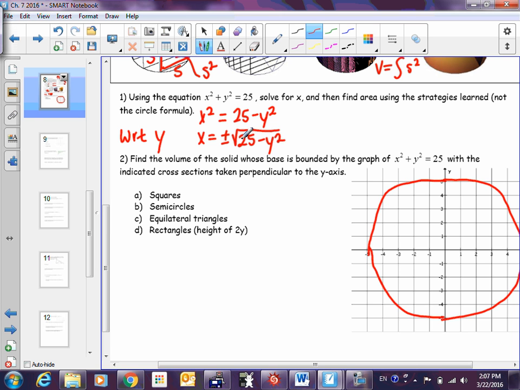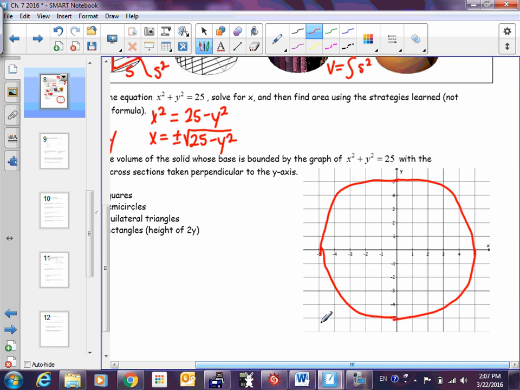You can't square root each individual thing. Okay, so these are two equations representing the two halves of the semicircle. Now, because they're x equals, it's talking about the right side of the semicircle and the left side of the semicircle. If this was y equals, it would be the top and the bottom part. And so, if you remember, what we did before is anywhere on here, since this is with respect to y, we need to draw a horizontal rectangle.